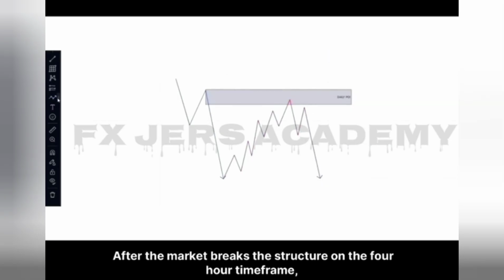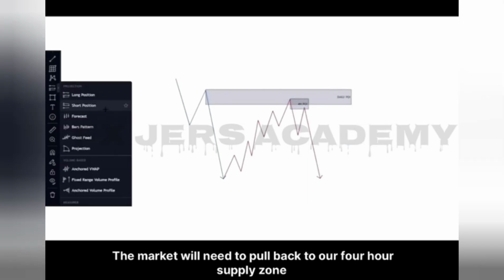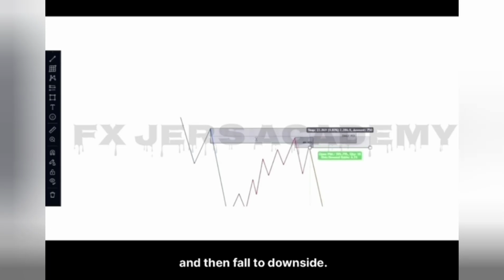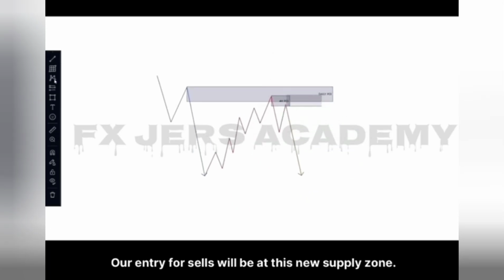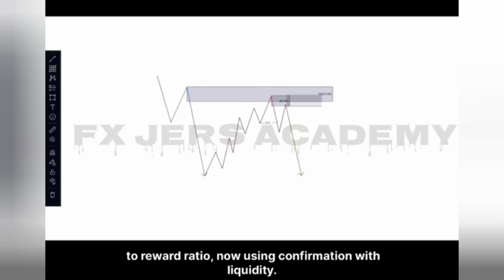After the market breaks the structure on the 4-hour time frame, we will have another supply area. The market will need to pull back to our 4-hour supply zone and then fall to the downside. Our entry for sells will be at this new supply zone. With this entry type, we will get a higher risk to reward ratio.